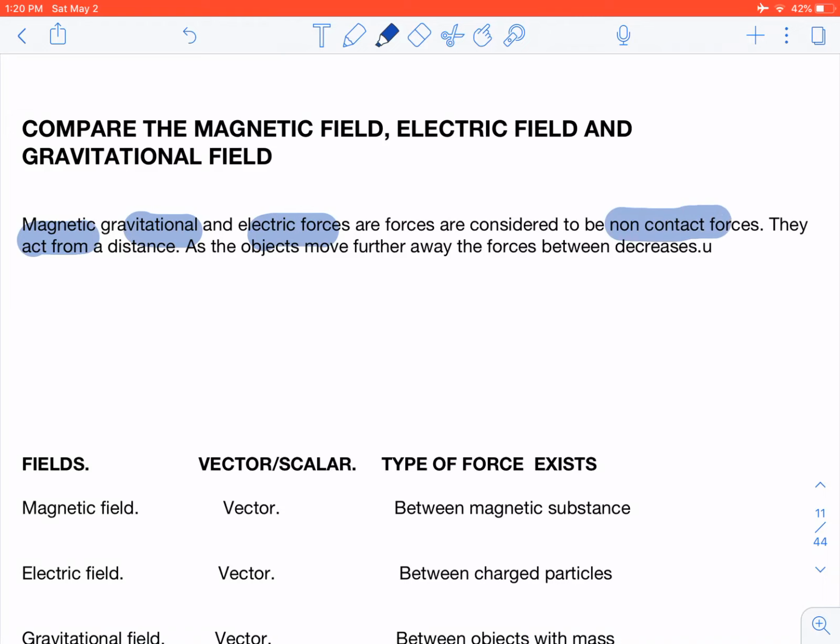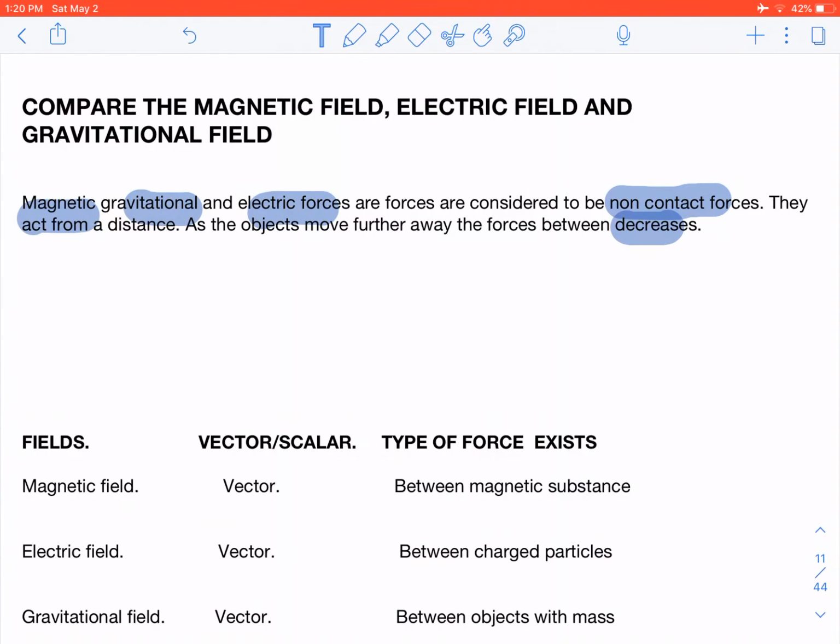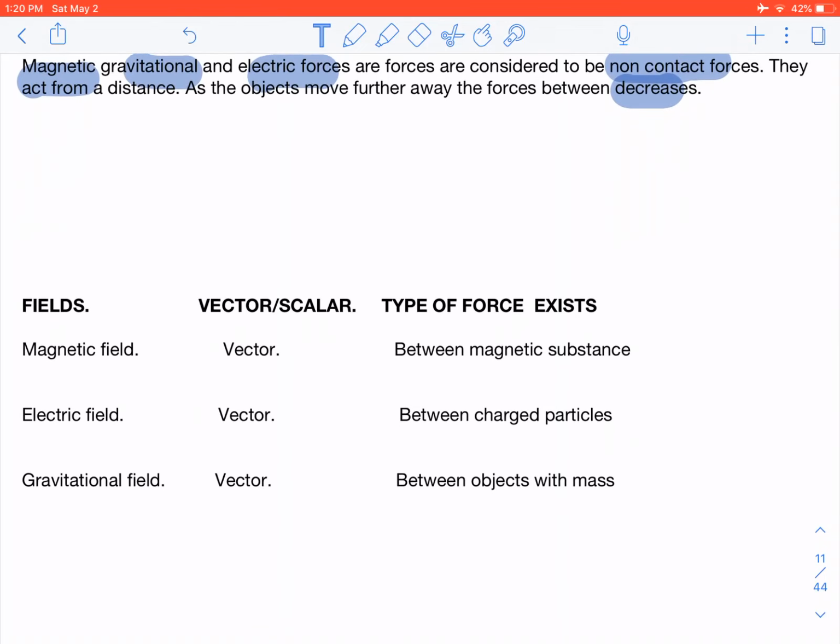And they act from a distance, right? And as the object moves further away, the forces decrease. The forces decrease. Now let's look at the fields.